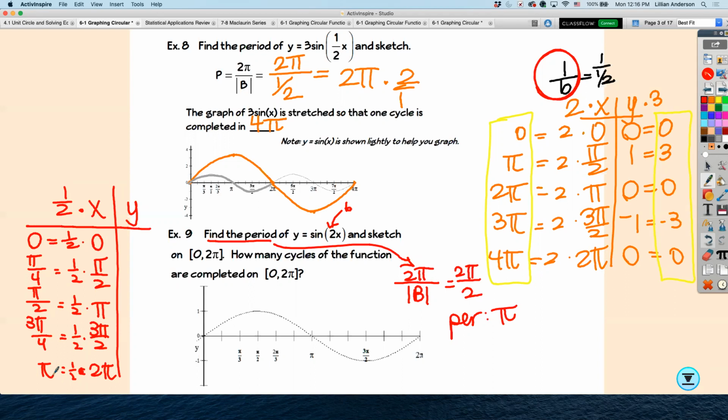Okay. So my y stayed the same. I didn't vertically stretch them or move them, did I? No. So there, pi over 4, think about your unit circle. Pi over 4 is halfway in between pi over 2 and 0. Pi over 2, 3 pi over 4 is halfway between pi over 2 and pi, and then pi.